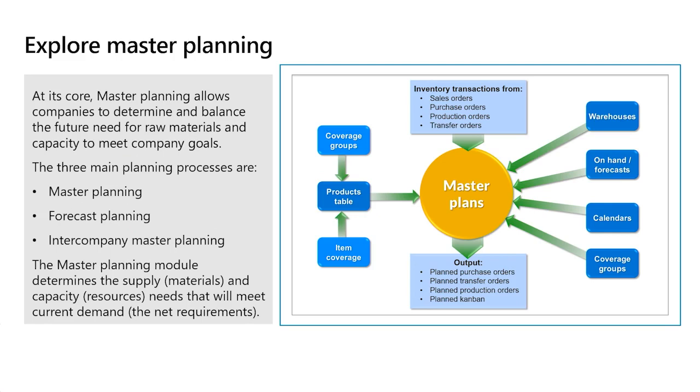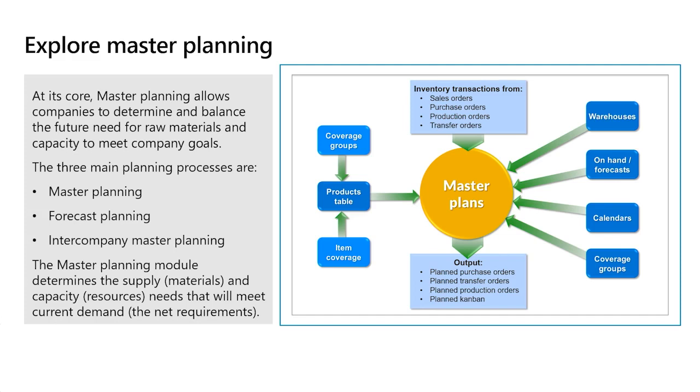But as we wrap up this module, I want to chat a little bit about master planning. This is what allows your company to figure out what you have in raw material and what you need to order to meet your company goals. And the way that master planning works is it looks at what materials you currently have on hand and then compares it to what you need to produce your products.